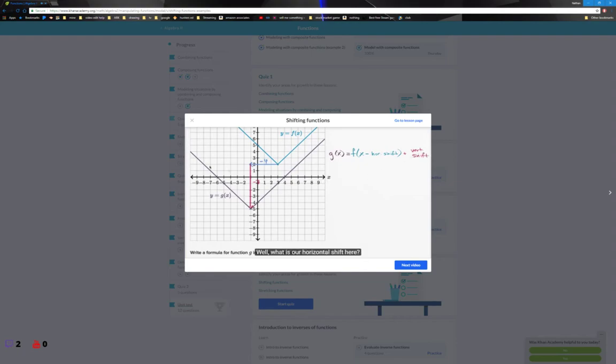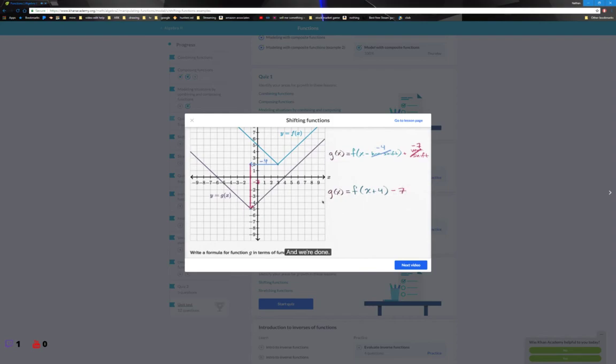What is our horizontal shift here? We're shifting to the left, so it was a negative shift. So our horizontal shift is -4. And what's our vertical shift? We went down, so our vertical shift is -7. So there you have it. We get g of x is equal to f of x minus -4, or x plus 4, and then plus -7, or you could just say -7.